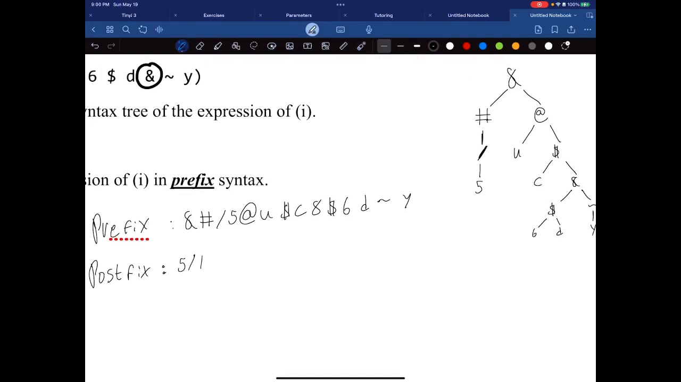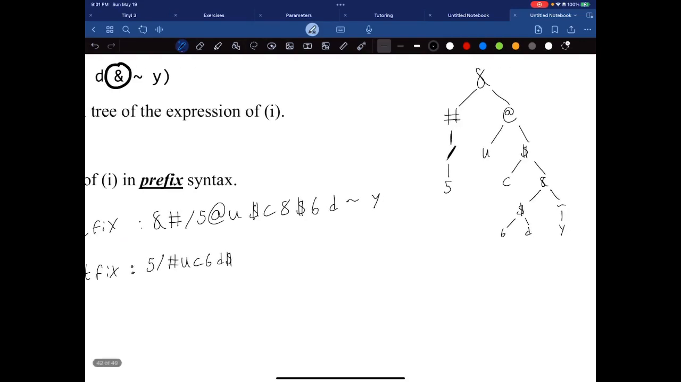5 divide hashtag U C 6D $Y tilde ampersand $. Wait, hold on. I messed up. Oh no, I didn't. $, ampersand, and oh sorry, at, and then ampersand. I think that should be good.